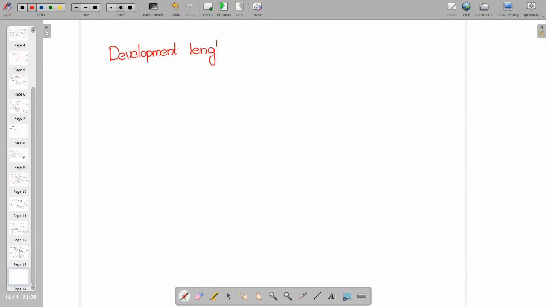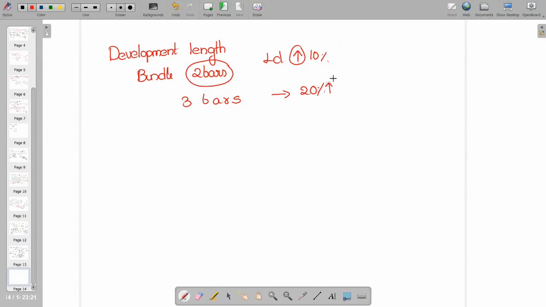Development length. If you consider 2 bars, the development length of 2 bars. If you bundle 2 bars, in case of bundling of 2 bars, the development length Ld will be increased. Upward arrow means 10%. In case of 3 bars, 20% increase. What 20% increase? Development length. In case of 4 bars, it will be increased 30%.